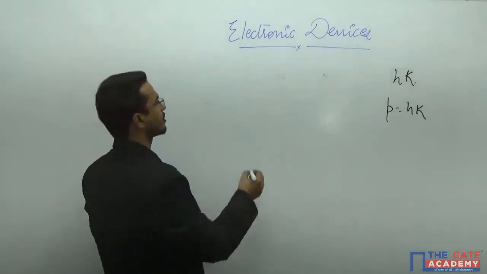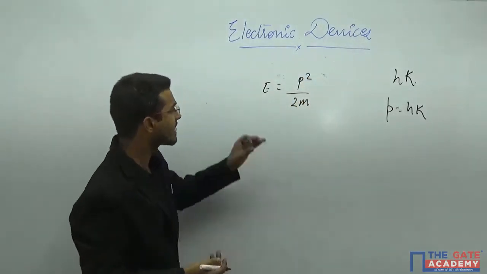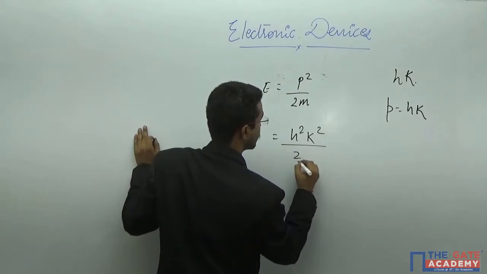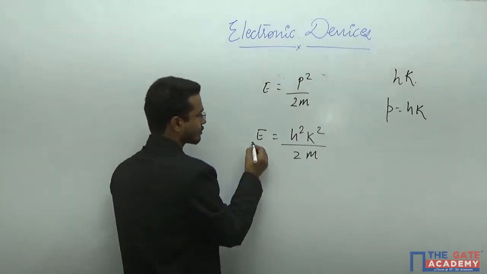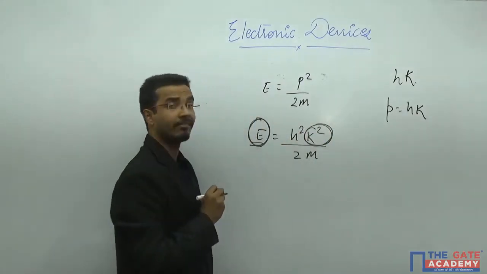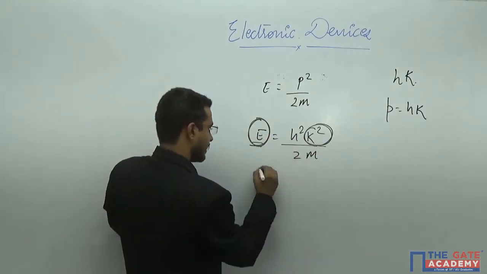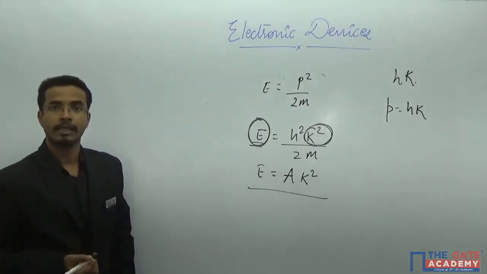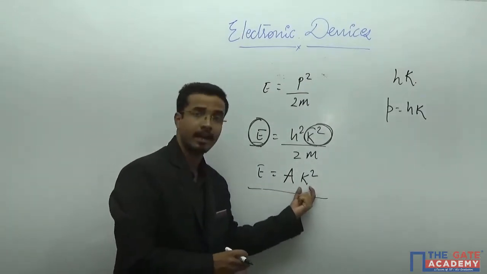Okay, we know one relation, E equals P square divided by 2m. As I put it here, you will get h square k square divided by 2m. Now from here we can say that the energy of the electron and the momentum of the electron have a parabolic relation, or in other words, E equals some constant A times k square, and it is the equation of the parabola.